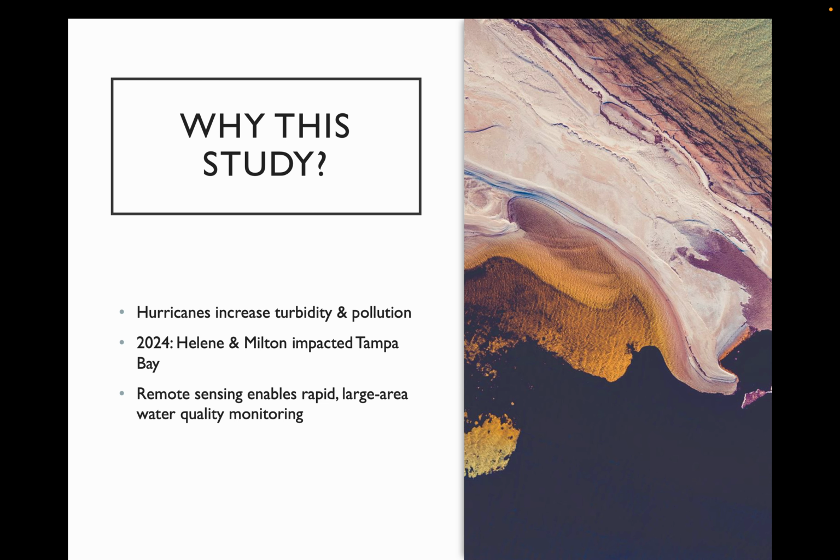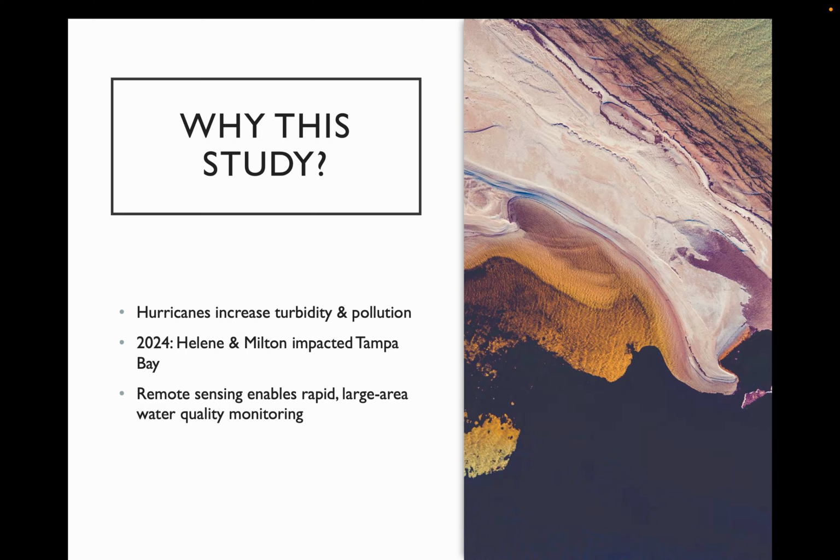So why look at Tampa Bay and why look at turbidity? Hurricanes can dramatically disturb water quality by resuspending sediments and increasing storm runoff. They're also pushing pollutants into shallow estuaries. Tampa Bay is an ideal case because it is large, shallow, and ecologically sensitive. Last year, Hurricanes Helene and Milton struck just months apart, which makes 2024 a powerful natural experiment.